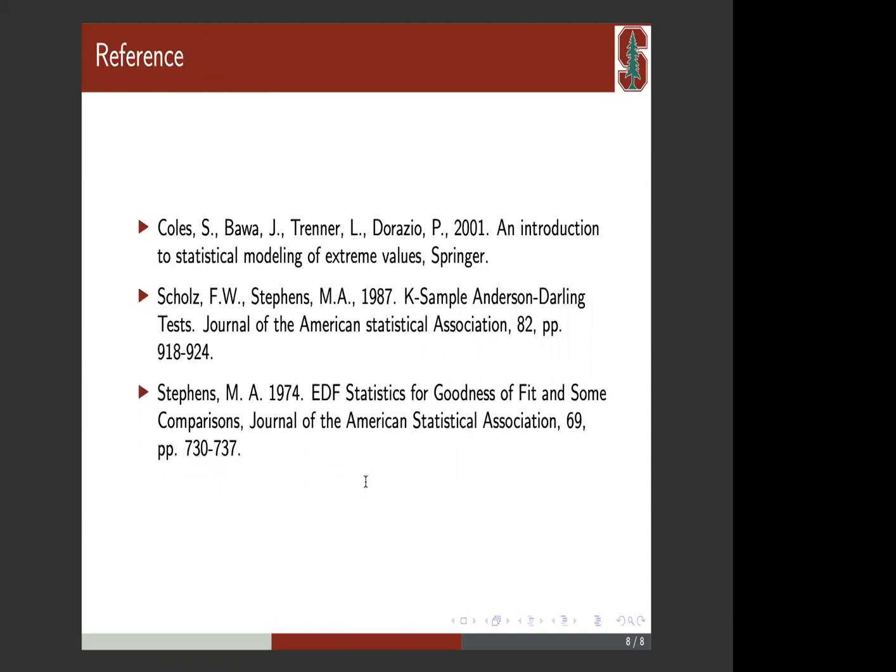And listed here are three references that discuss the methods that I described previously.